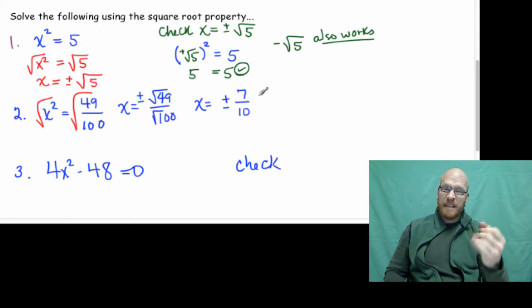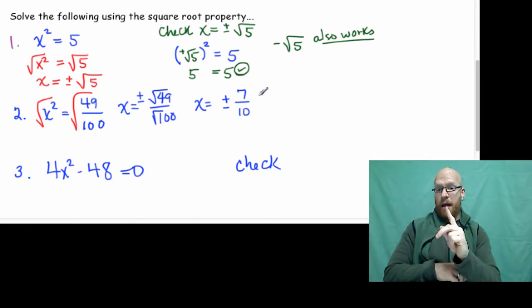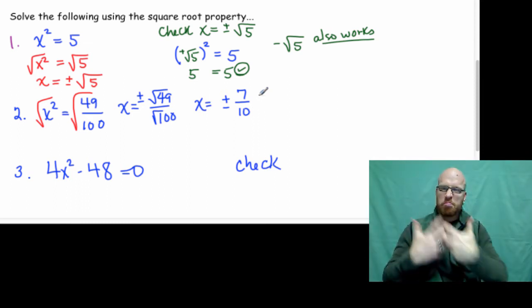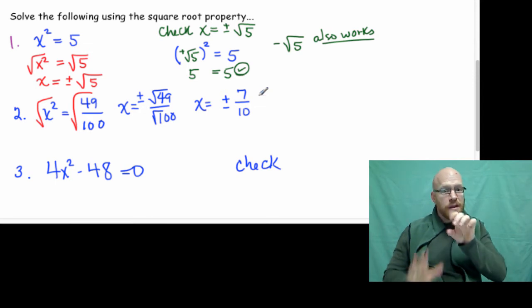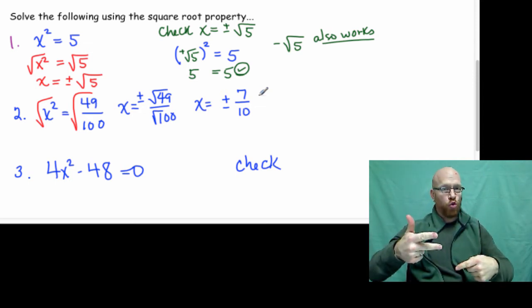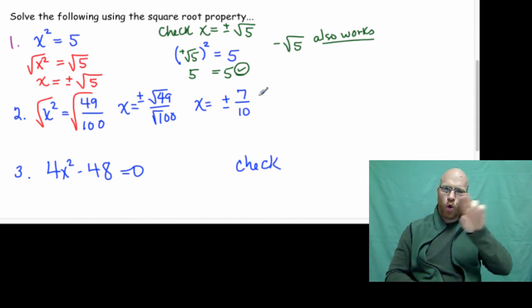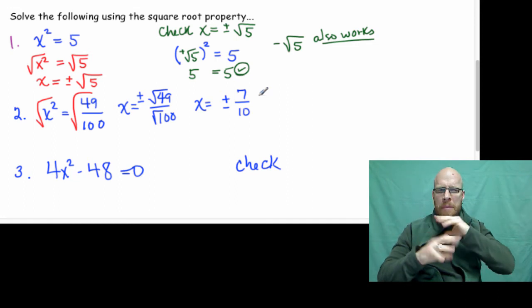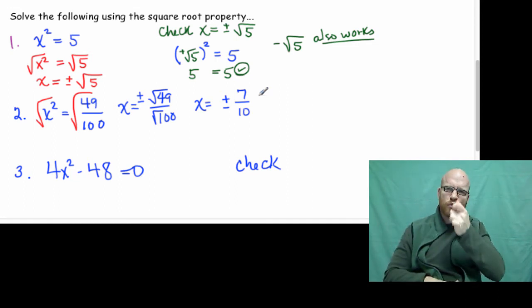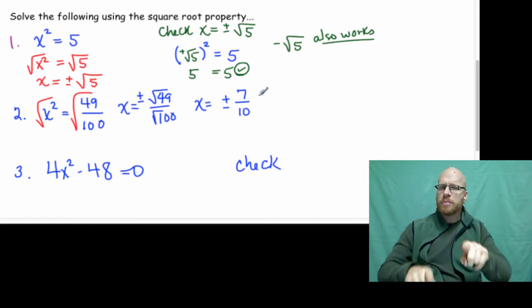Okay, so we have x equals positive and negative 7/10. If we were to put it in this equation and test it, it would check out just fine. Now I'm going to go through the third equation, and you do the check there, and we'll see what happens when an answer is not a perfect square within a more messy or complicated equation.